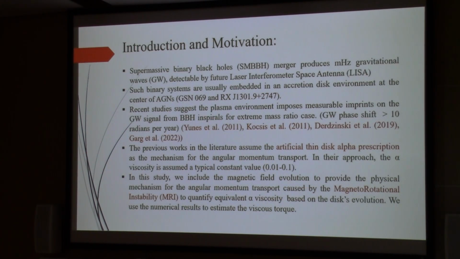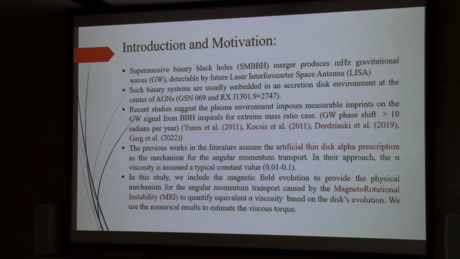So let me start with an introduction. We know that supermassive binary black holes emit low frequency gravitational waves, and there's a possibility that we can detect them with future laser interferometers such as LISA. And we know that such binary systems are usually inside the accretion disk at the center of AGNs. We already know several candidates of such systems.